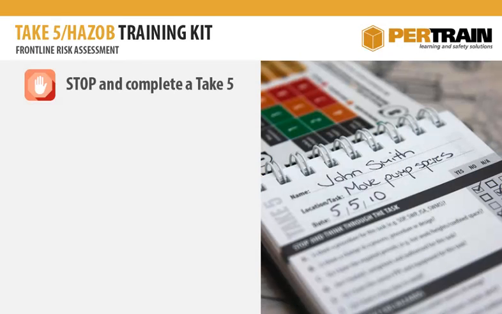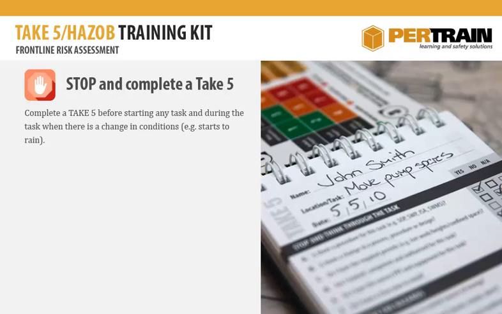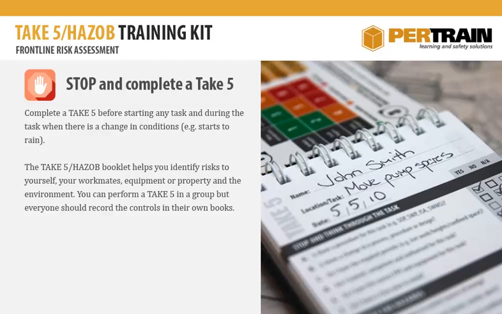Step 1. Before beginning a task, stop and engage the brain before you act. Stop and complete a Take 5 before starting any task and during the task when there is a change in conditions, e.g., it starts to rain. The Take 5 Has-Ob booklet helps you identify risks to yourself, your workmates, equipment, or property and the environment. You can perform a Take 5 in a group, but everyone should record the controls in their own books.